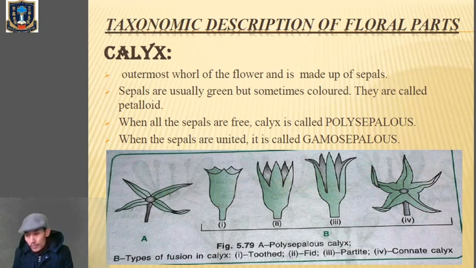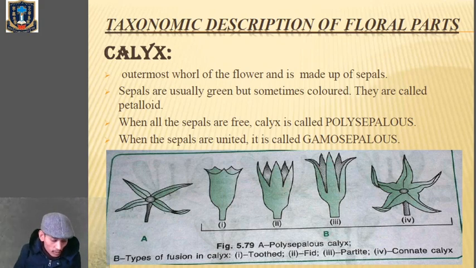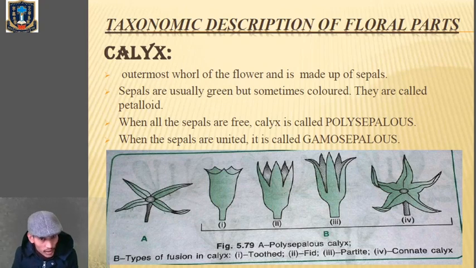In the last class we have seen the essential and the non-essential whorls, or the parts of a flower, and we have learned about the different parts like Calyx, Corolla, Androecium and Gynoecium. Today we are going to discuss the taxonomic description of those floral parts. First of all, we'll describe the calyx, also called the sepals. Okay, so calyx or sepals.